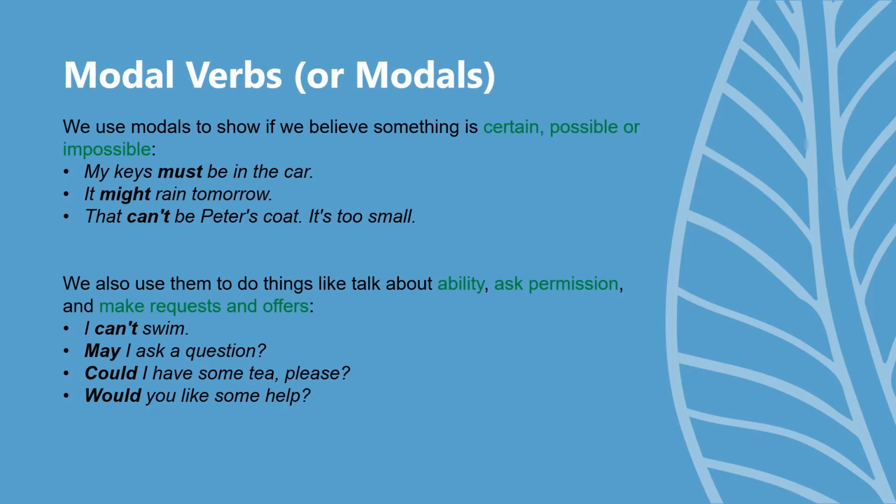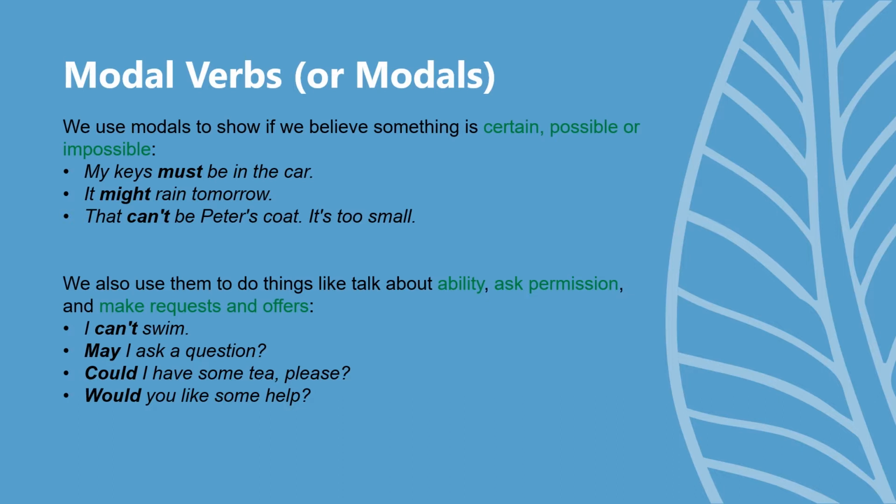Example of the sentences here. My keys must be in the car. Kunci saya mesti dalam kereta. It might rain tomorrow. Mungkin hujan esok. That can't be Peter's coat. It's too small. Tak mungkin lah tu baju Peter. Kecil sangat. Okay, that's the example.